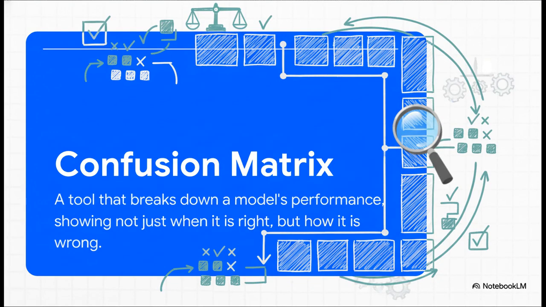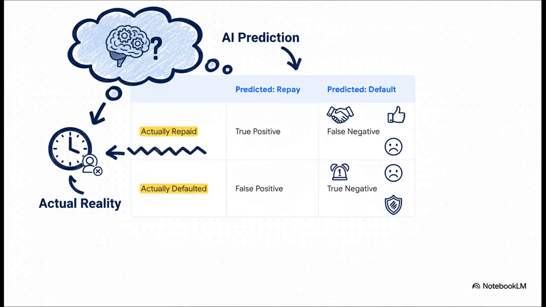All right, let's really get into this. See, a confusion matrix helps us get past a simple single accuracy score and lets us see the whole picture. It's not just about if the model got it right or wrong, but how it got it right or wrong. That's the key.